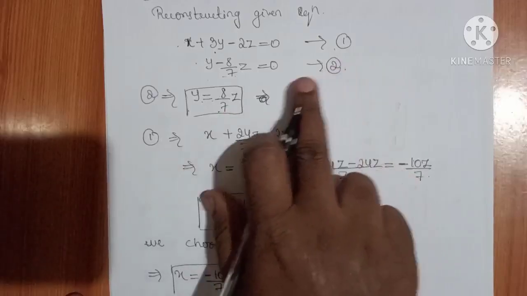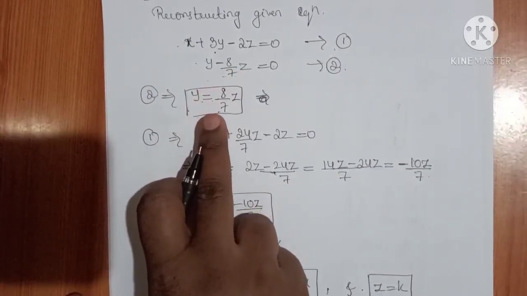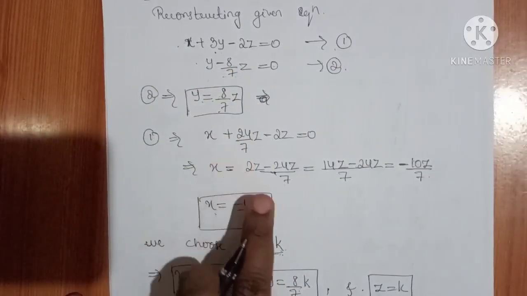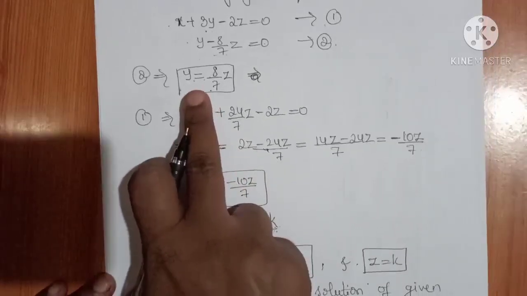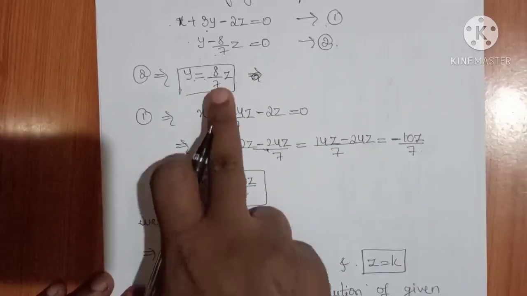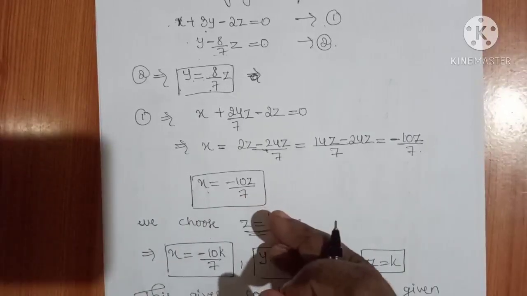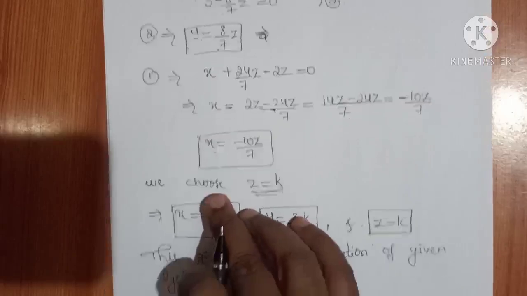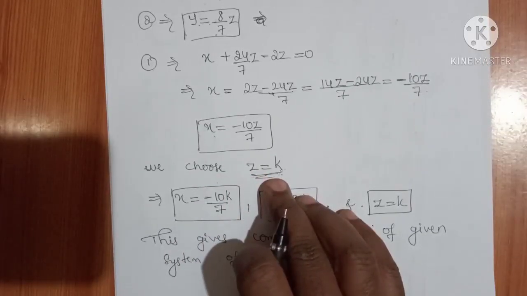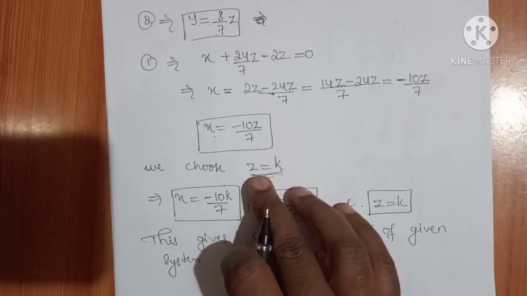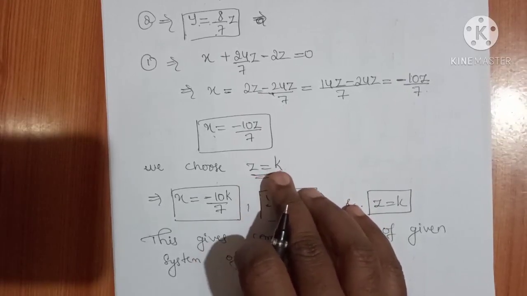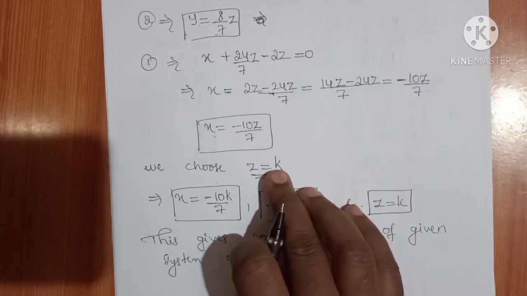That is, in this case, we have solved y in terms of z and x also in terms of z. In order to get the complete solution, we choose z equals to any other constant. For example, here we choose z equals to k. You can choose k1, k2, k3 and so on.